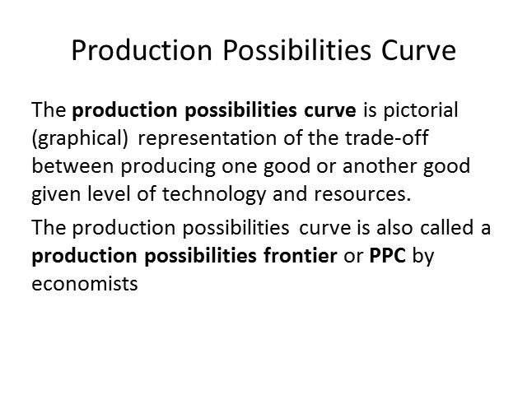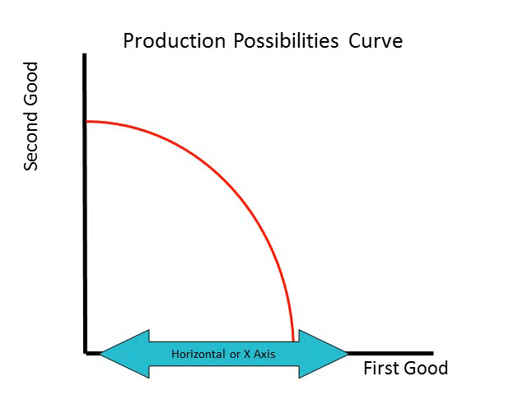The production possibilities curve is a pictorial or graphical representation of the trade-off between producing one good and another good for a given level of technology and resources. Production possibilities curves are also called production possibilities frontiers, or PPCs, by economists.